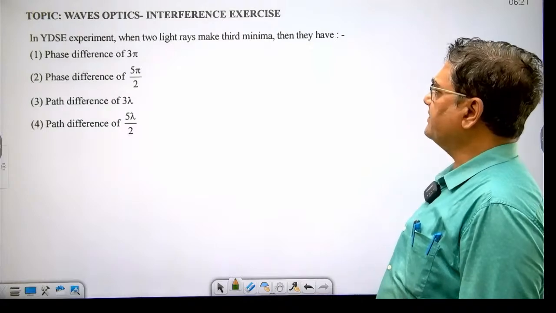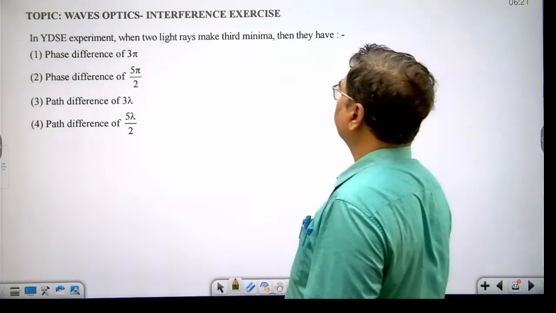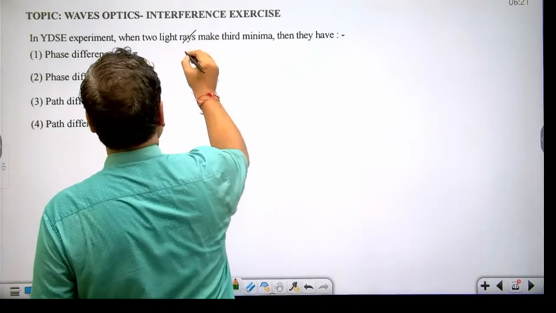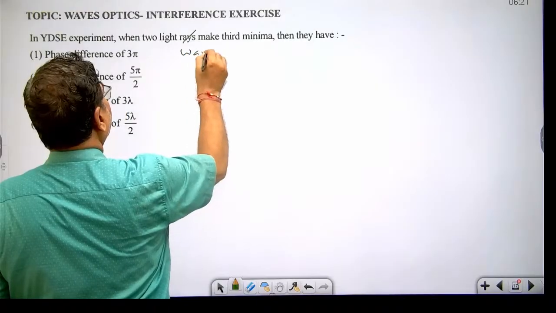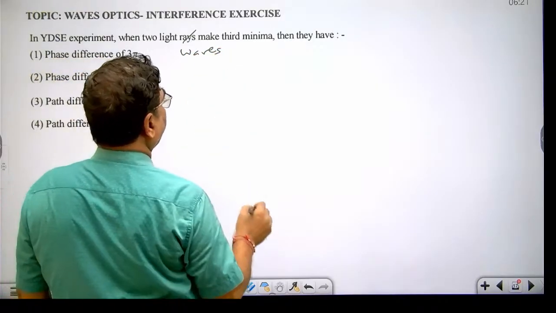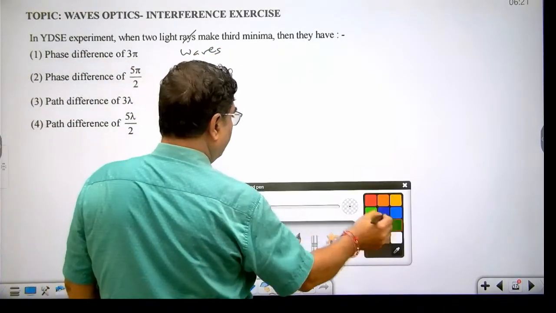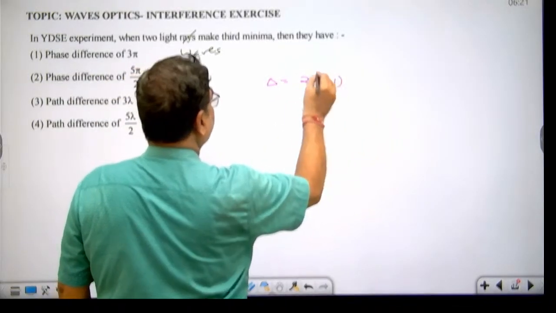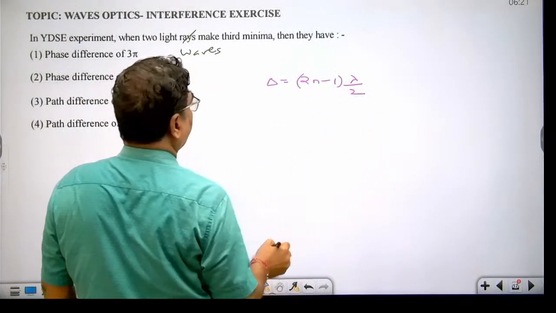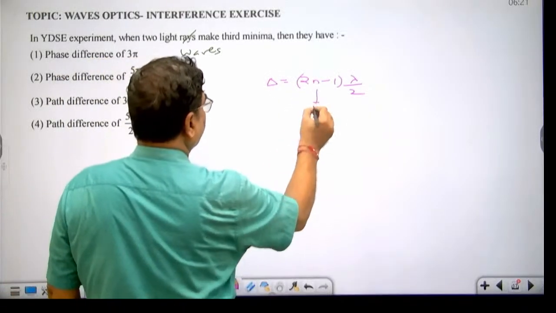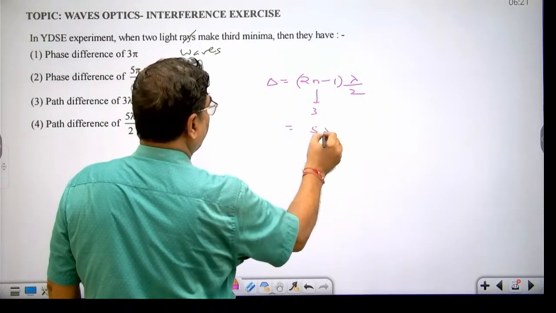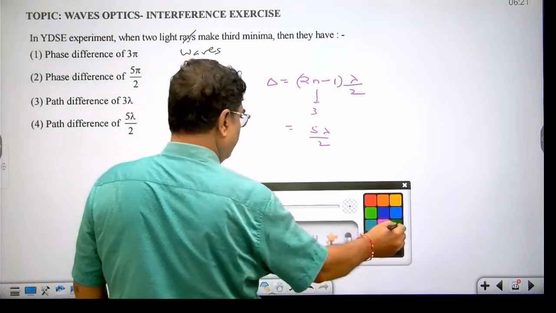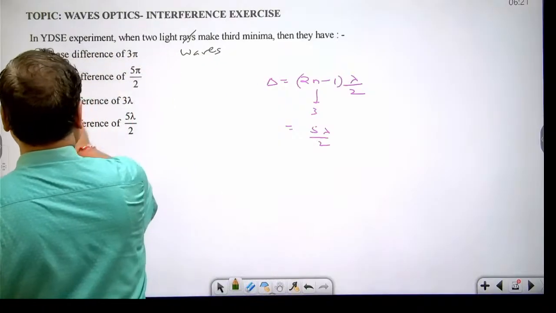In YDSE experiment, when two light waves make the third minima, destructive interference should take place, and for minima, this is the path difference. For third minima, n equal to 3. So this is 5 lambda by 2 path difference. So path difference of 5 lambda by 2.